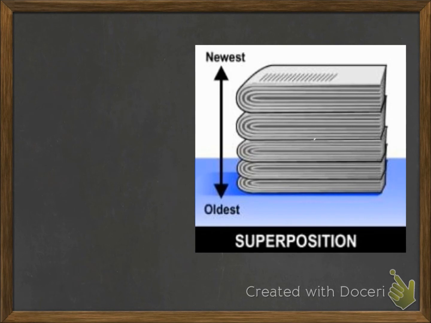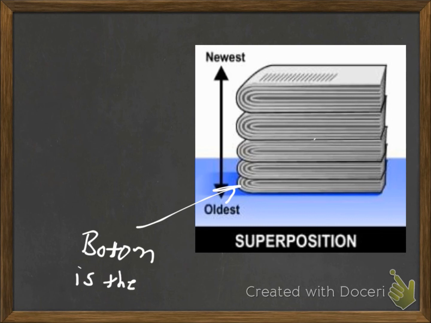The first is called the law of superposition. And all the law of superposition says is that the bottom layer is the oldest. And this should, I think, make fairly simple sense.